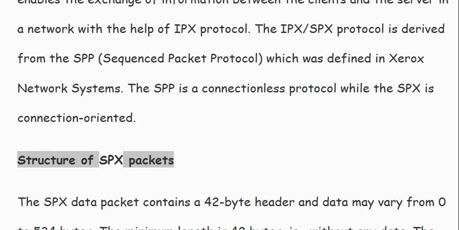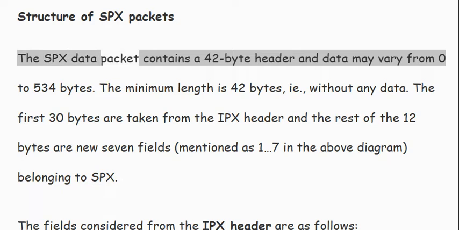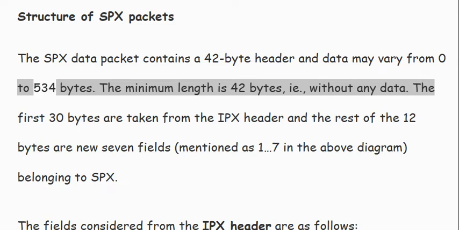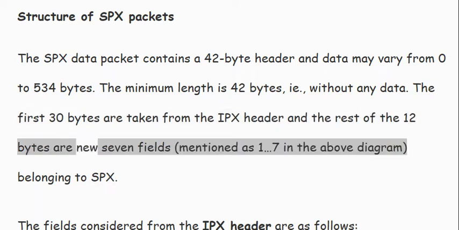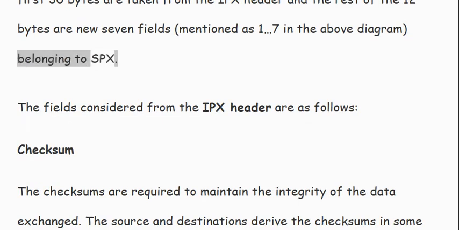Structure of SPX packets. The SPX data packet contains a 42-byte header, and data may vary from 0 to 534 bytes. The minimum length is 42 bytes, i.e., without any data. The first 30 bytes are taken from the IPX header, and the rest of the 12 bytes are new fields, numbered 1 to 7 in the above diagram, belonging to SPX.